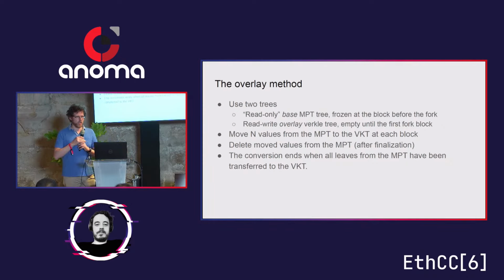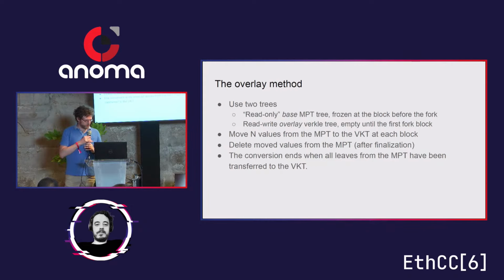And how does it work? Well, the idea is that you freeze the current MPT at a fork block, and you lay another tree, which is a Verkle tree, on top of that tree. And so every write goes into that new tree. And there's an extra twist. Every block we take n values from the old tree, and we convert their keys, and we insert them in the overlay tree.